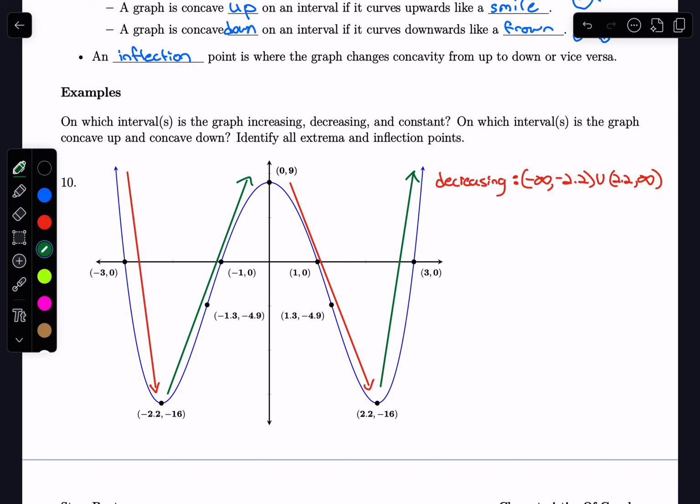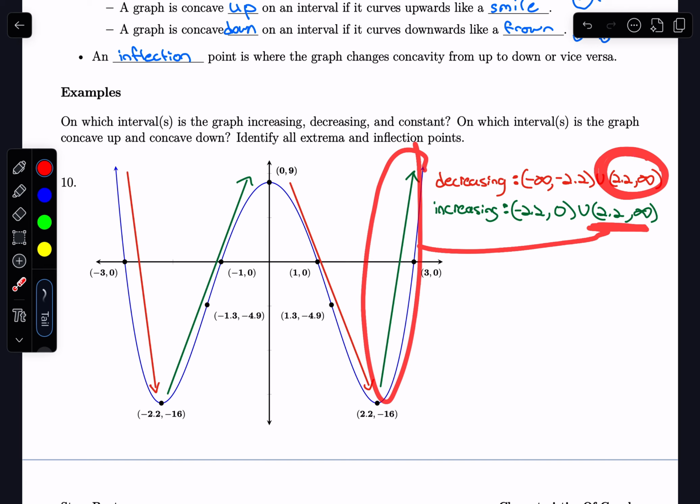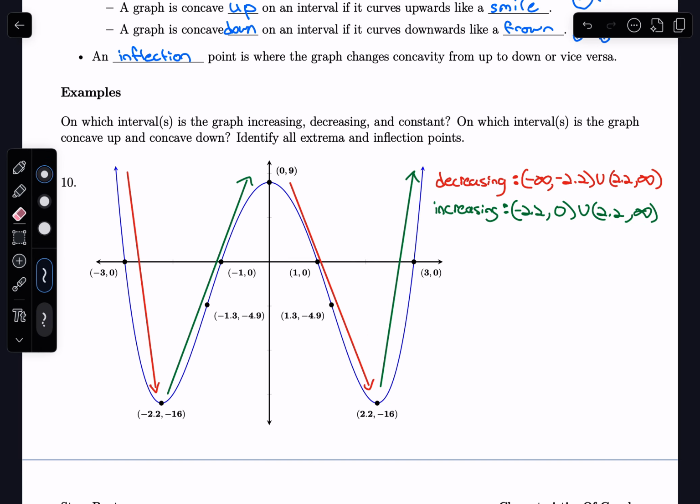All right, this graph is increasing now in all the other parts. So the parts that I drew green lines next to, which go from negative 2.2 up to 0, and then union from 2.2 to infinity. And you might have noticed I made another mistake in this section. So on that decreasing, I put this one right here, 2.2 to infinity, but that is not correct. That's this green line here. And so this one is here, 2.2 to infinity. So that second decreasing interval needs to change.